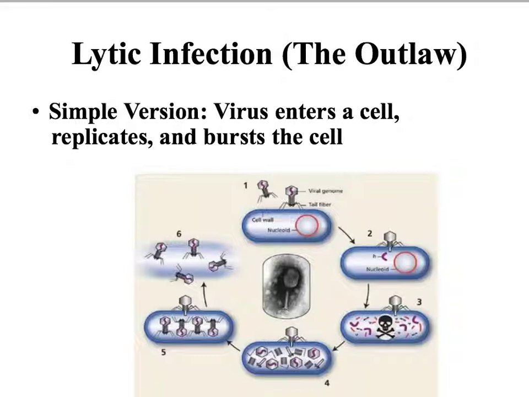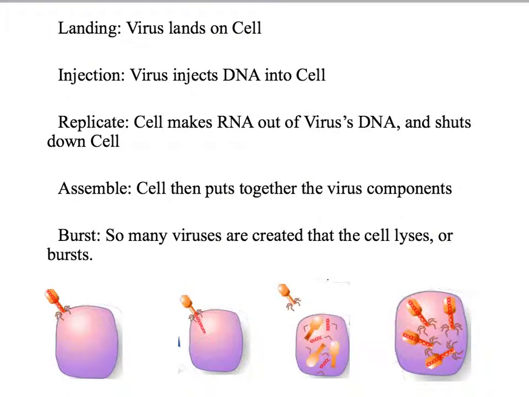Why is the cell rupturing? The cell's rupturing because basically it's becoming full of viruses, and there are so many viruses in the cell that it simply ruptures. So what happens with the lytic infection? One, the virus lands on the host cell. Two, it injects its DNA into the cell. If you look down here, we have a bacteriophage injecting its DNA into the host cell.